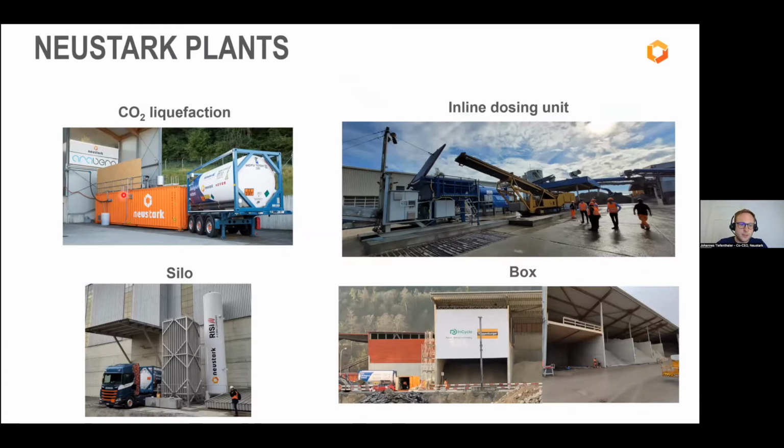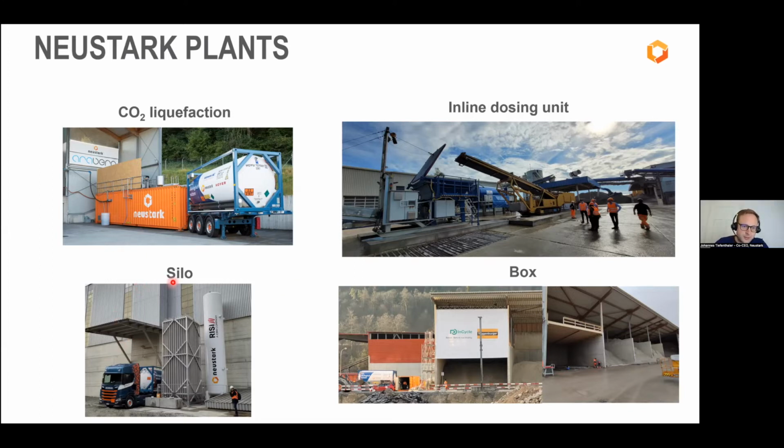So here you can see the one side, the liquefaction. We use container-based liquefactions. And then we bring it to our storage plants, where you can see here three typical storage plants. The first one is a raw dosing unit, which is basically filled with a conveyor belt. Then this raw doser is closed, and then we inject CO2 for a certain period of time. The CO2 is fixed, and afterwards the material is discharged.